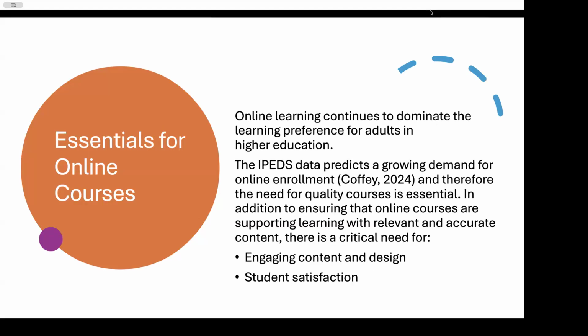And so basically all of these things come together, looking at our students' needs, looking at best practices, as well as other aspects of pedagogy. And online learning really is dominating the learning preferences for adults in higher education.